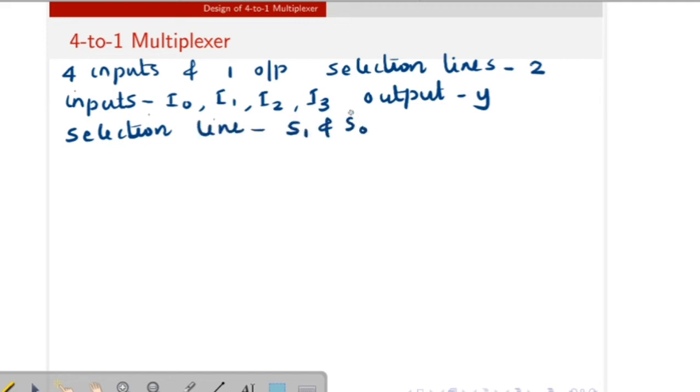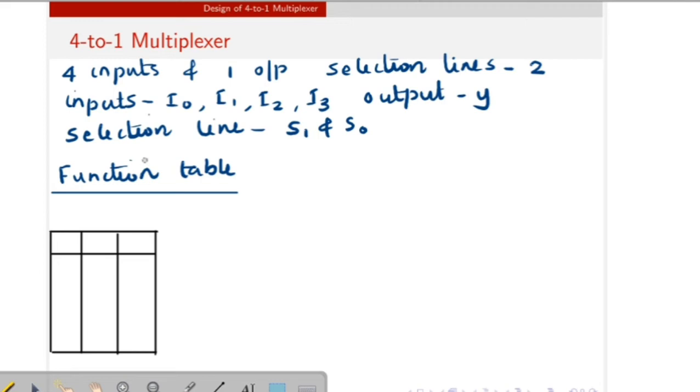Okay, so what is the function of this 4 to 1 multiplexer? The selection lines of the 4 to 1 multiplexer select one of the 4 inputs and direct that input to the output Y. So the function table is, we can draw the function table. So this is the function table.